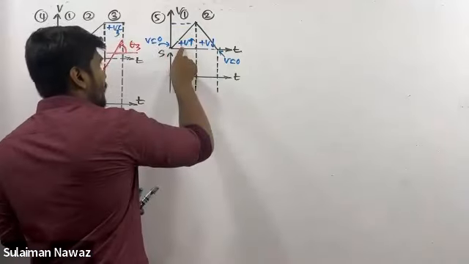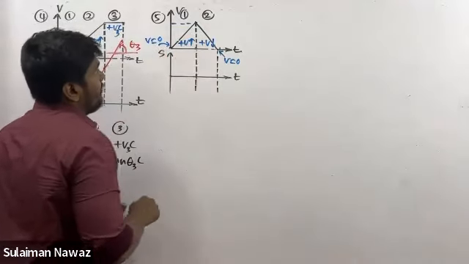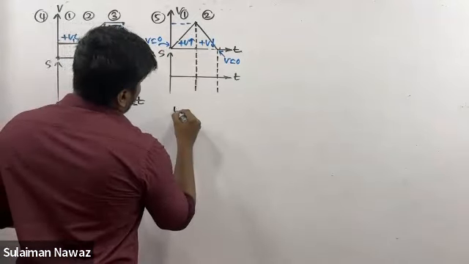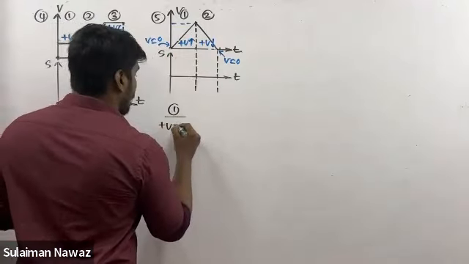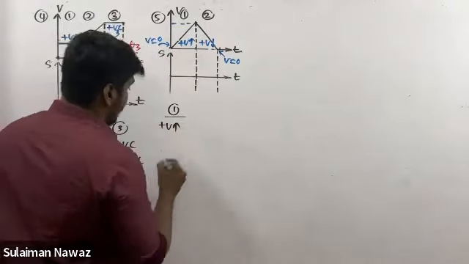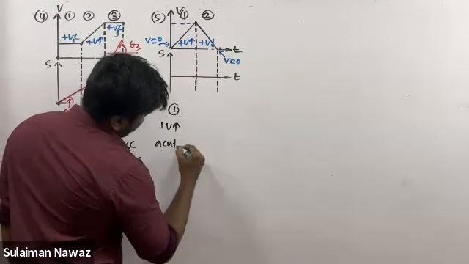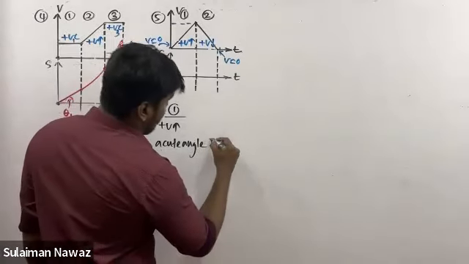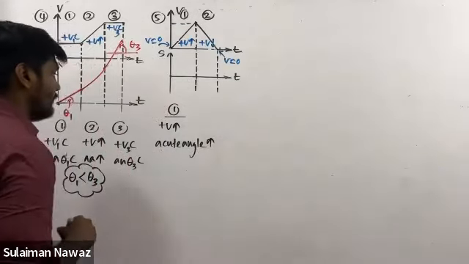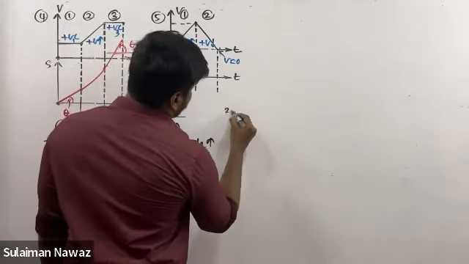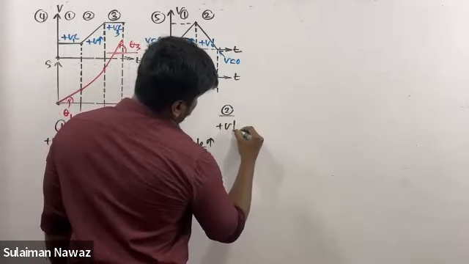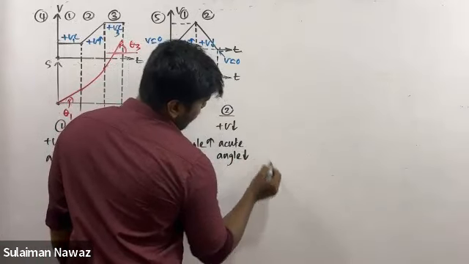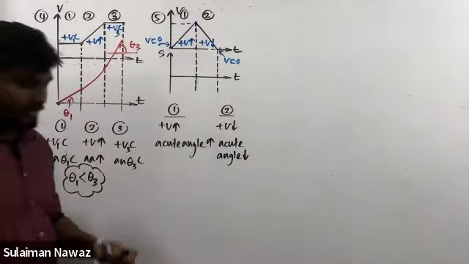Positive velocity increases, positive velocity decreases. That means part 1, positive velocity increasing means we know that acute angle increases. Then what will happen? Part number 2, positive velocity decreases, acute angle decreases. This is the idea.